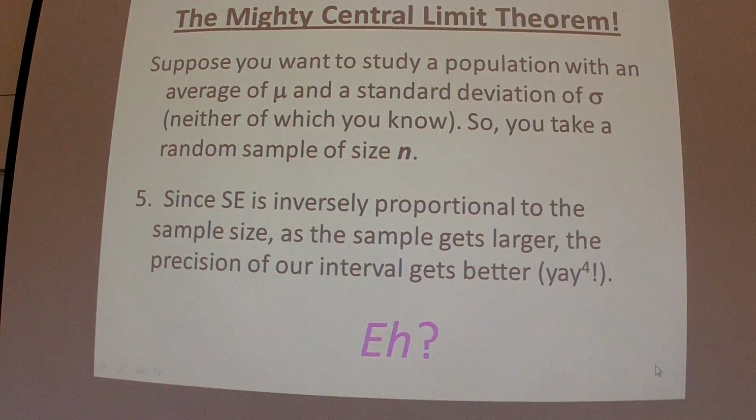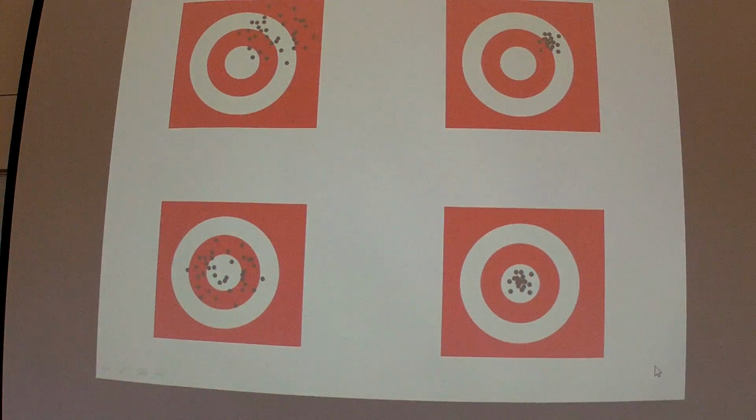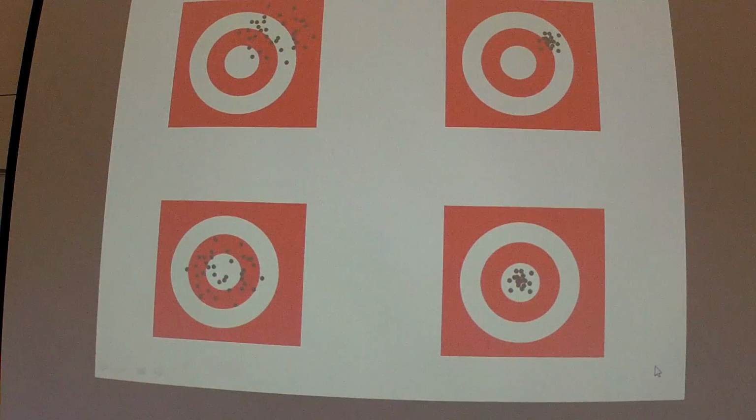Now that word precision might not make a whole lot of sense to you, so I've got 4 images on the board right here. 4 target practice. Let's step outside the realm of statistics for just a moment. The targets represent average. You're trying to hit average. You're trying to hit the center of the target. One of those targets shows high accuracy, high precision. One shows low accuracy, low precision. One shows high precision, low accuracy. One shows low precision, high accuracy.